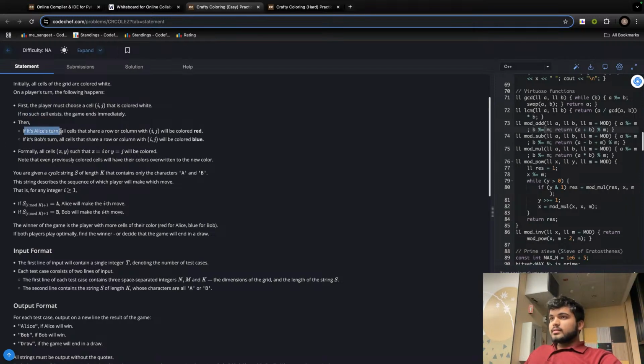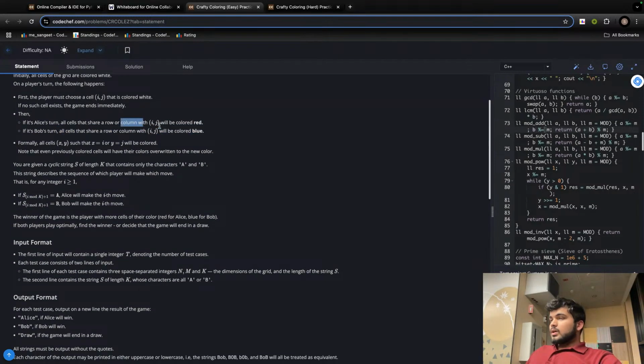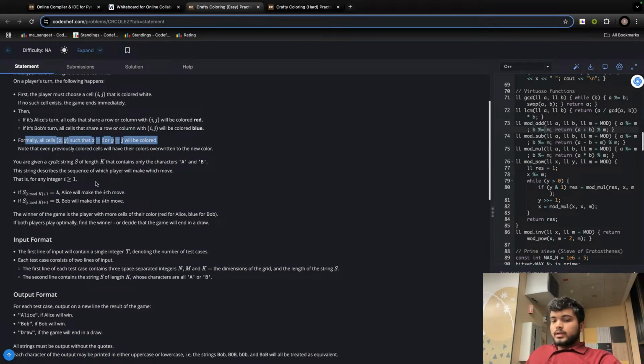If it is Alice's turn, then all of the cells that share a row or column with i, comma j will be colored red. And if it is Bob's turn, all of the cells that share a row or column with i, comma j will be colored blue. Okay, so another information to remember: formally, all cells x, comma y such that x equals i or y equals j will be colored. So this will be at the end of the game.